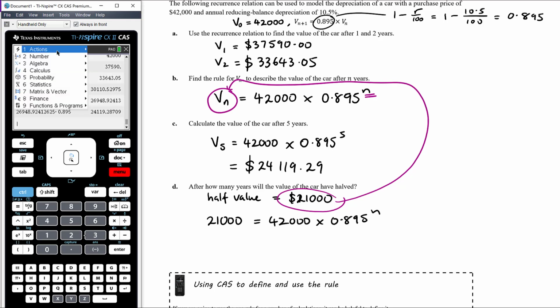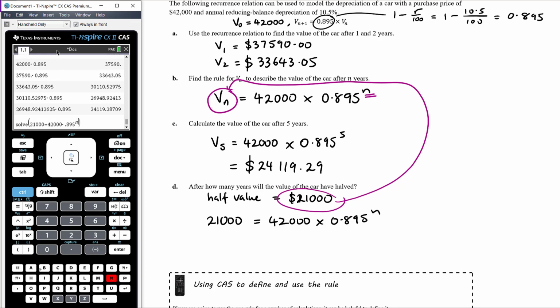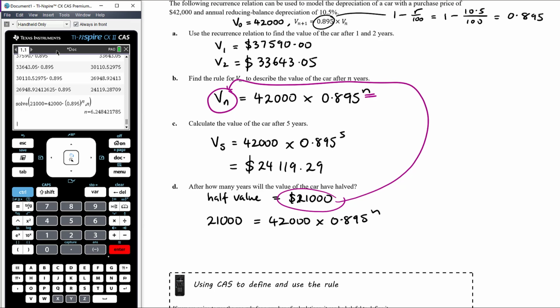We can get our CAS to solve that. So solve 21,000 equals 42,000 times 0.895 to the power of n, comma n. Solve it for n. And we find that n is approximately 6.25 years.